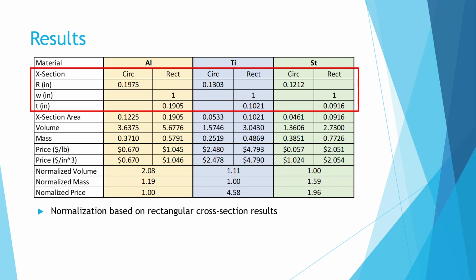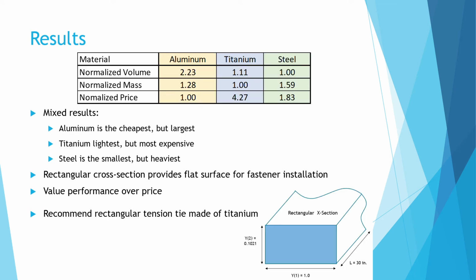So from MATLAB, these are the results for each of the optimized cross-sections, circular and rectangular cross-section for each material. And with these, I calculated the cross-sectional area, volume, mass, and price of each tension tie. And then I normalized the rectangular results for easy comparison. So looking at these normalized values, we see that the aluminum would be the cheapest but largest tension tie, titanium would be the lightest but most expensive, and a steel tie would be the smallest but heaviest.